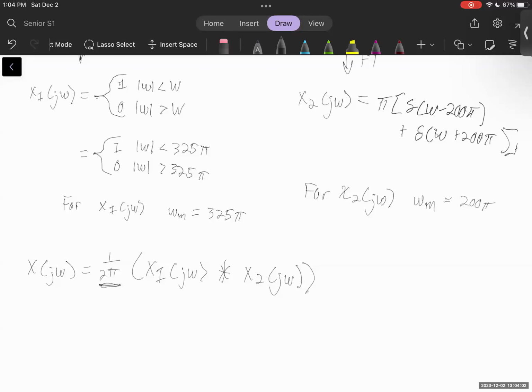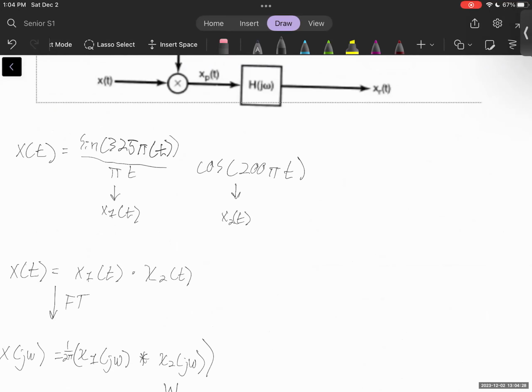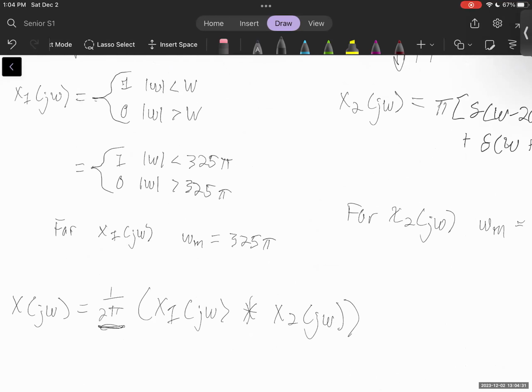So the multiplication property, because we're going from multiplication in the time domain, right? That's what we had in our original problem: two functions multiplied together in the time domain. So we're going to use that multiplication property. It has the 1 over 2 pi times that integral. That integral is just the definition of the convolution, written out in long form. But it's the same as saying this function convolved with this function, right? Okay. Does that make sense?